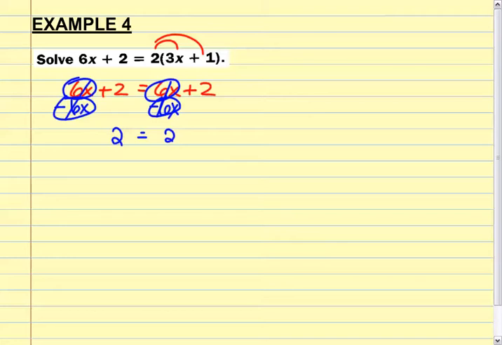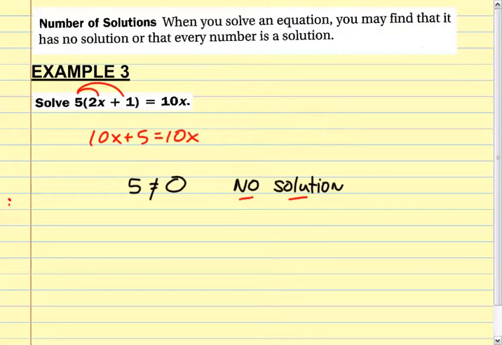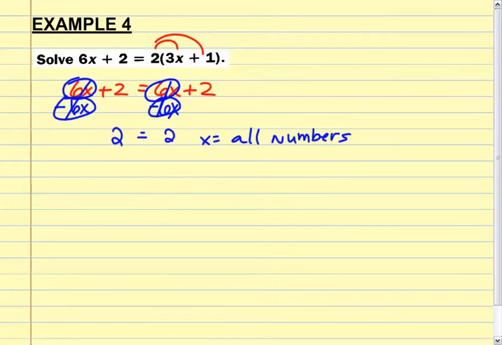When I get a true statement like this, it means all numbers are solutions. Okay? X equals all numbers. Remember back here, we can say that X has no solution or that every number is a solution. Well, that's what this example is. It doesn't matter what number we plug in for X, Truman. I'm still going to get the same number on the left side as I do on the right side, regardless of what I put in for X.